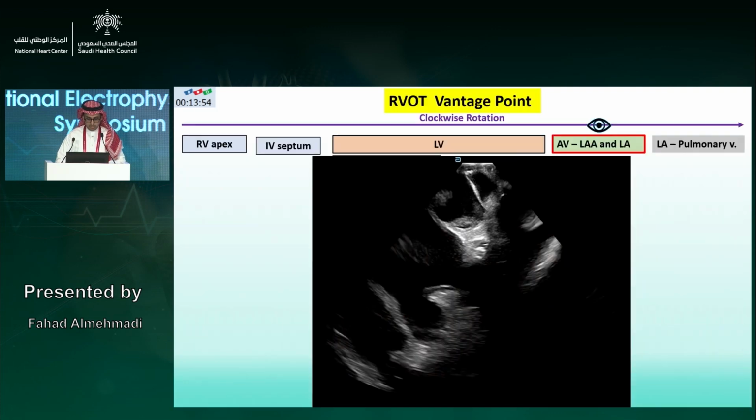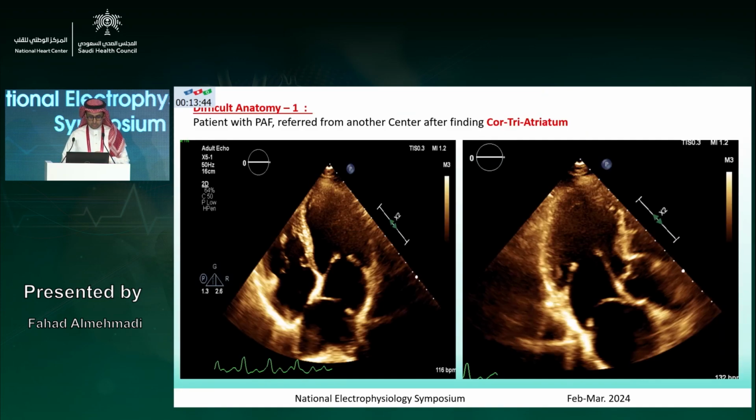So someone would say, yeah, the anatomy is easy. Why would they need that? Because I want to show you the utility of ICE in difficult cases. This is a patient with very symptomatic paroxysmal AFib who was referred to us during my fellowship. The patient was from a community center that is cryo heavy, and this patient had a clear cor triatriatum.